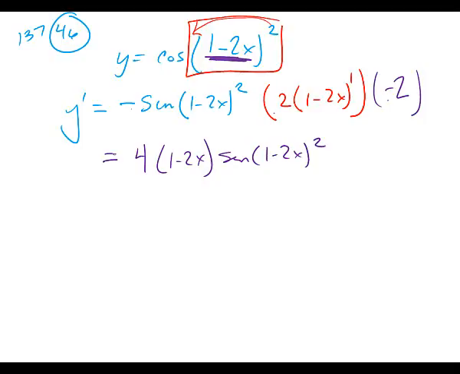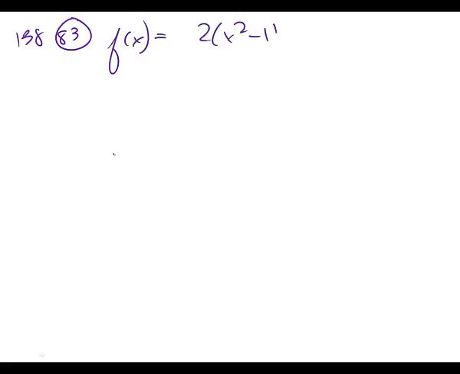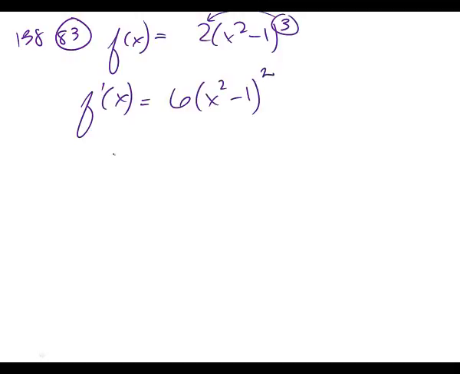Number 83 on page 138. Find the second derivative of the function. So you have f of x equals 2 times x squared minus 1 cubed, and I've got to go to the second derivative. So the cube is going to come out front. 2 times 3 is 6, times the middle to the squared. And then what's the derivative of the inside? 2x. I would probably simplify this before I go to the second derivative. So 6 times 2x is 12x times x squared minus 1 squared.